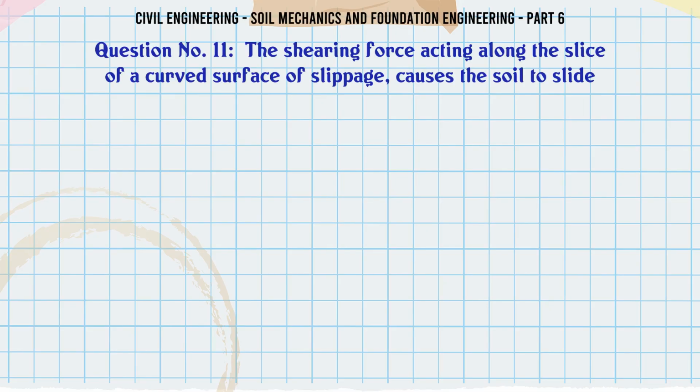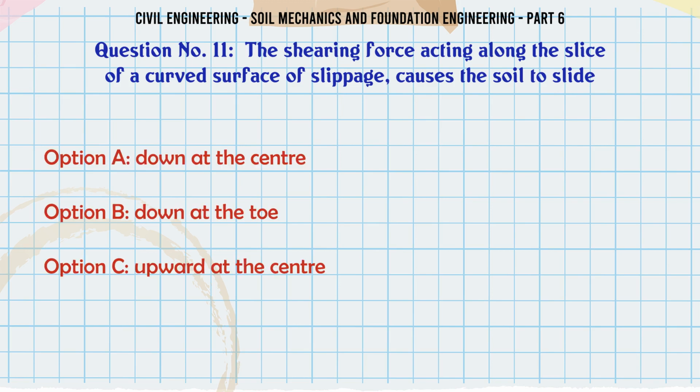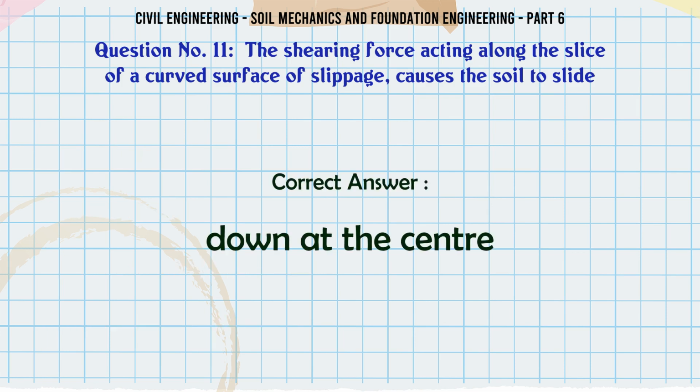The shearing force acting along the slice of a curved surface of slippage causes the soil to slide. A. Down at the center. B. Down at the toe. C. Upward at the center. D. None of these. The correct answer is down at the center.